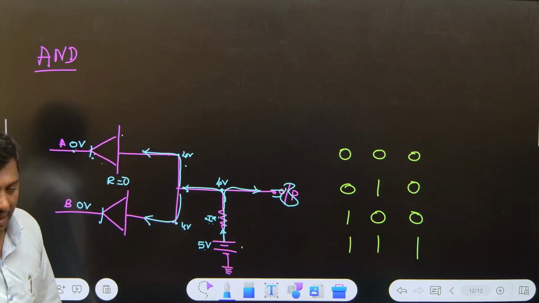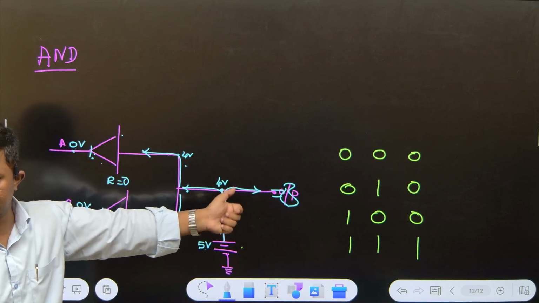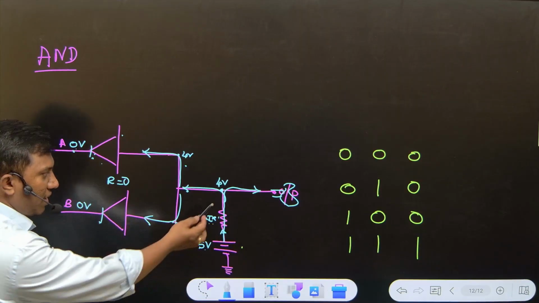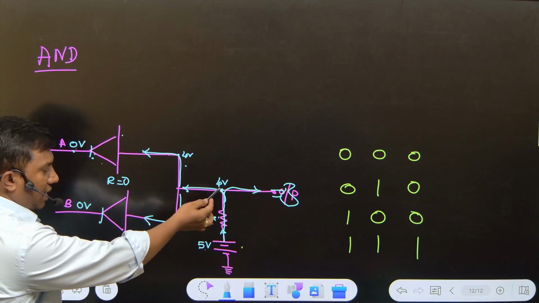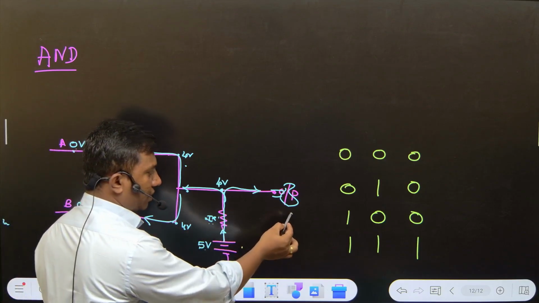Understood? The light will not go to the bulb, because the bulb is a resistance. It will always choose the path where there is no resistance. Now from here, the current starts going like this. Are you able to understand? Then what output will you get?